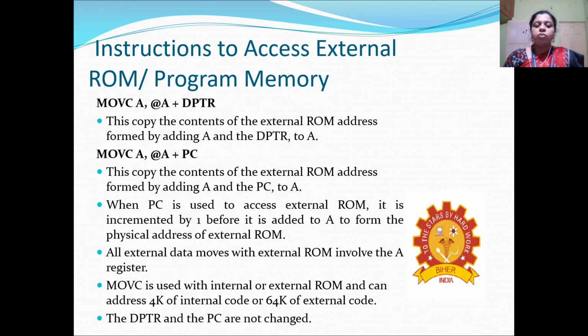So before doing this adding process, that is, before adding the content of the accumulator with the content of the program counter, we have to increment the program counter and then do the addition. Then from the generated physical address, the content is copied and then moved on to the accumulator. And in this case also, when we are accessing external ROM, the accumulator is involved.